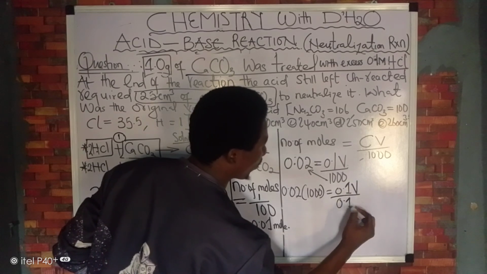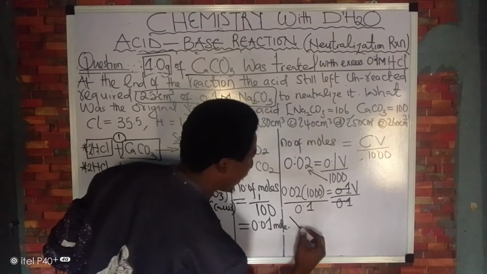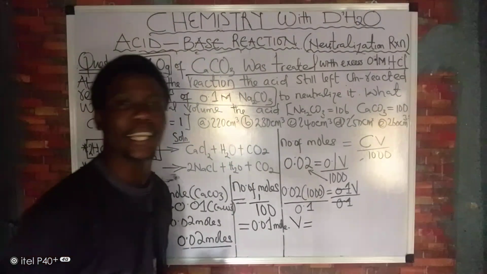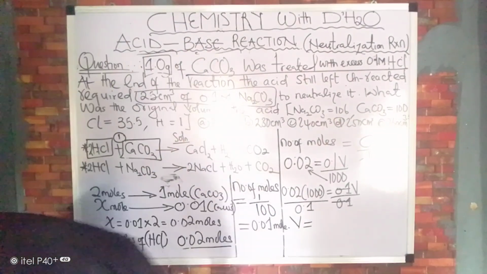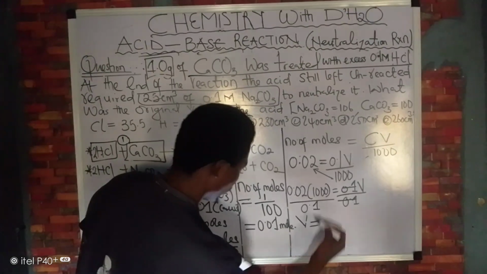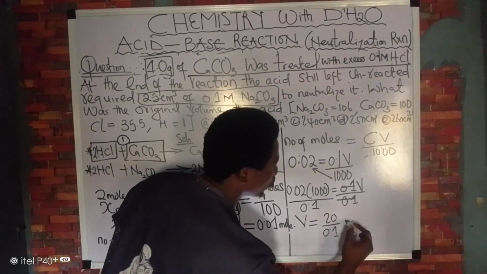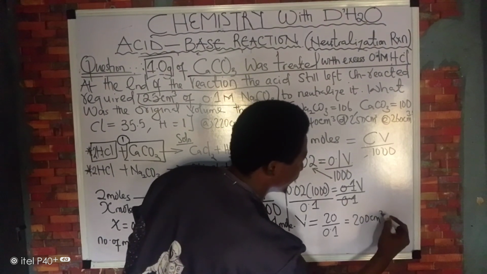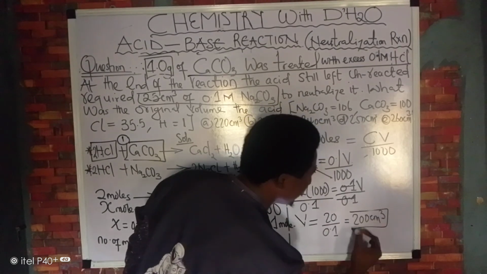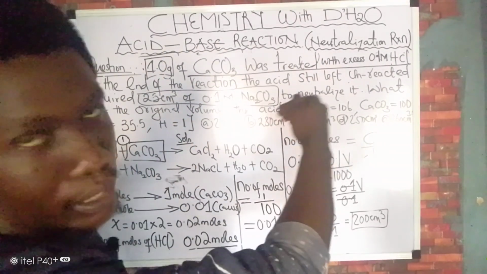Divide both sides by 0.1. Let's see what we are going to get as the volume of the HCl that reacted with CaCO3. So 0.02 times 1000 will give us 20 over 0.1. So 20 over 0.1 will give us 200 cm cube. So this is the volume of HCl that reacted with CaCO3.